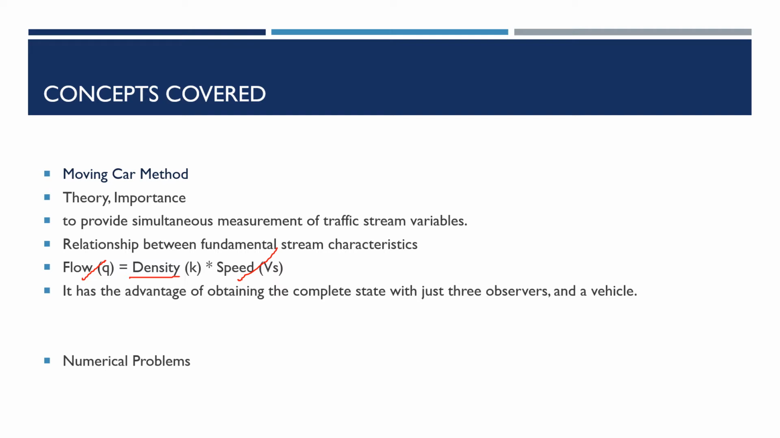So that means using the moving car method, which uses the test vehicle and 3 to 4 observers to collect the data, it has the advantage of obtaining the complete state. So generally this method is used to derive the relationship between fundamental stream characteristics. Now in this lecture we are going to discuss, or rather to solve, a few numericals related to the moving car method to reinforce the concepts delivered.